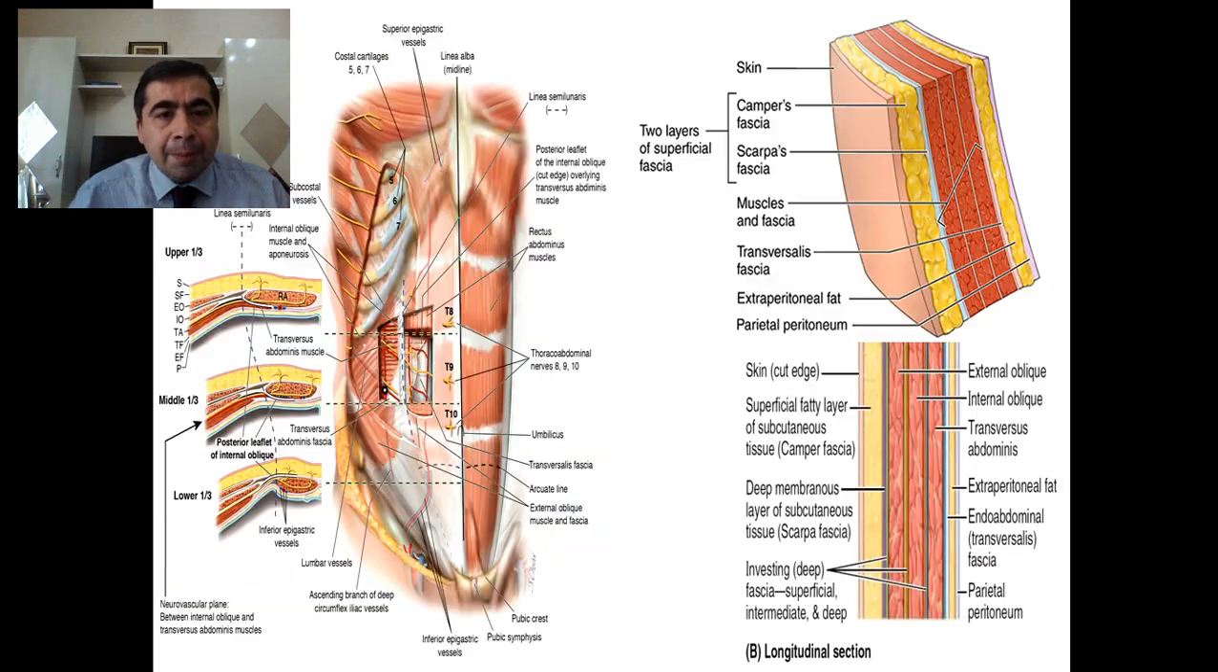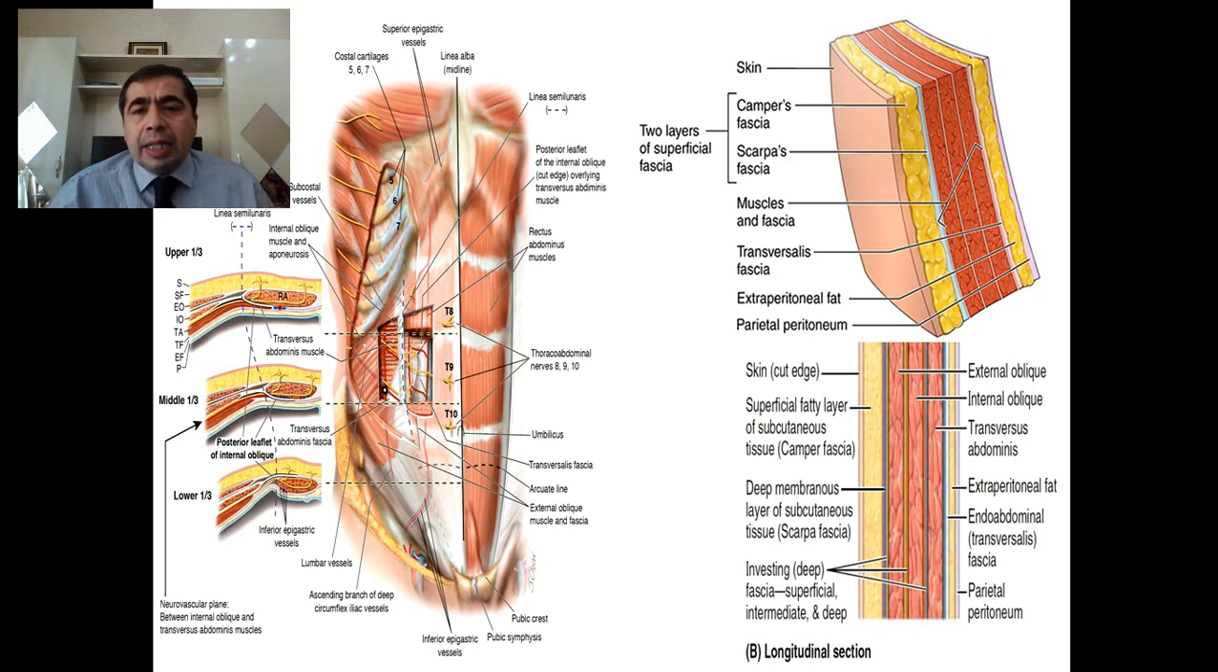And again, about the fascia of this region, of course, under the skin we have the fatty layer and the superficial fascia of the abdomen. The superficial fascia of the abdomen, especially at the lower part of the anterior abdominal wall, is divided into two layers: Camper's fascia and Scarpa's fascia. Camper's fascia, as you can realize from this picture, is more fatty.